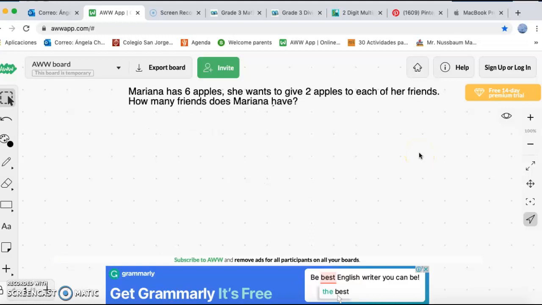Now pay attention to how this problem is written, okay? Now it says Mariana has the same 6 apples, but this time she wants to give 2 apples to each of her friends. How many friends does Mariana have? Here, you don't know the number of groups, okay? You know the number of elements in each group, in this case 2, but you don't know how many groups. The question here is you are dividing by 2's, okay?